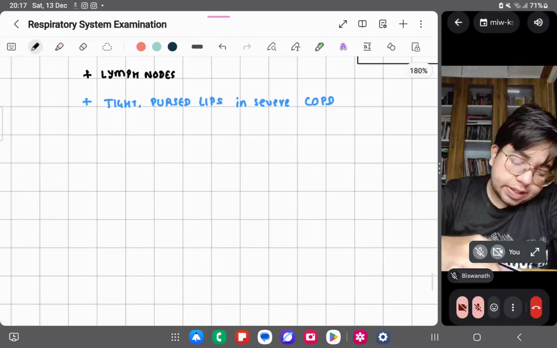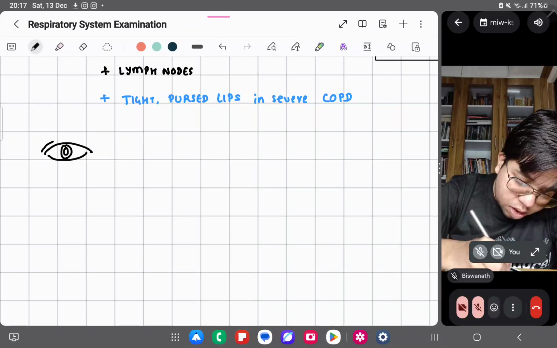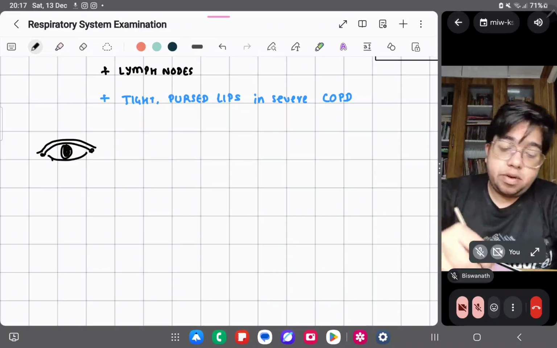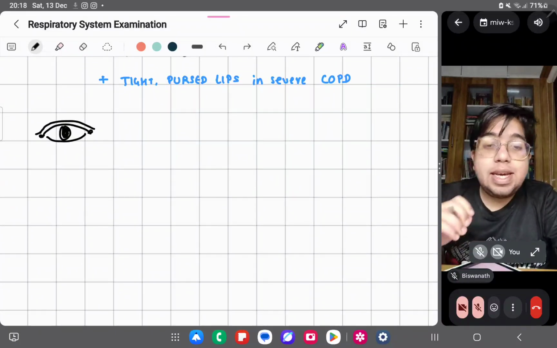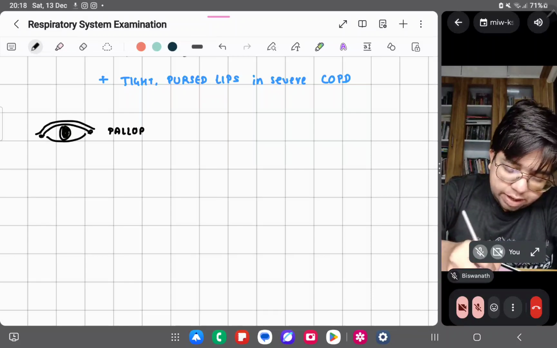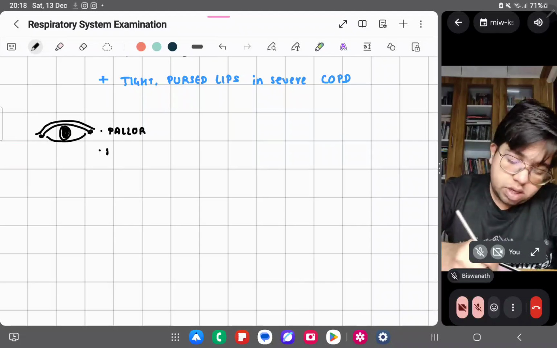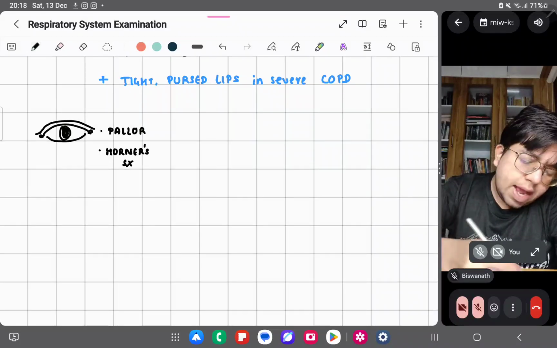Now come to the eyes. What can you know from the eyes? Don't expect me to be ophthalmologically correct. I'm just drawing for fun. Okay, no problem. Eyes. What can you know from the eyes? You can see, of course, pallor. Two things I will tell you. Pallor. The second thing is Horner syndrome. What happens in Horner syndrome?